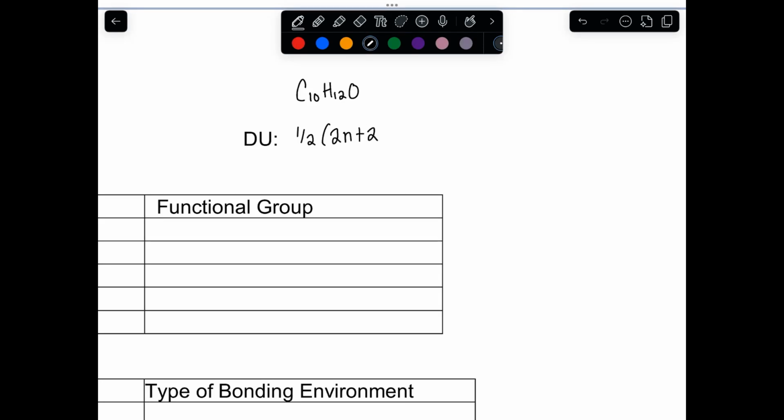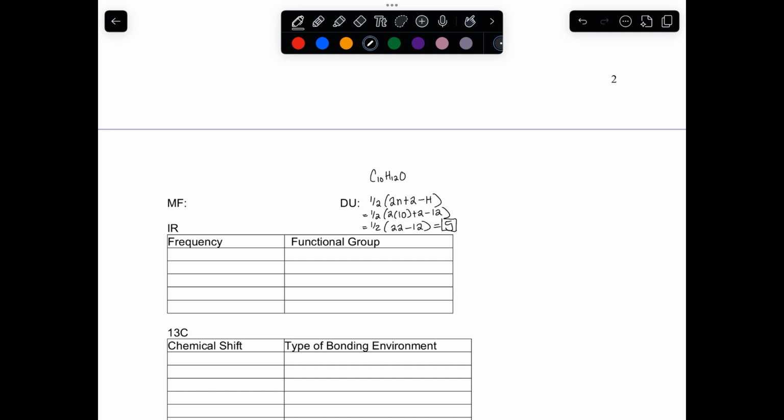So my molecule was C10H12O. I started off by calculating the degrees of unsaturation, where the formula is 1/2 times (2n, where n is the number of carbons, plus 2, minus the number of hydrogens). When I put everything into the formula, there's 10 carbons and 12 hydrogens. I ended up with a degree of unsaturation of 5, meaning there are at least 5 double bonds or rings in the structure of C10H12O.